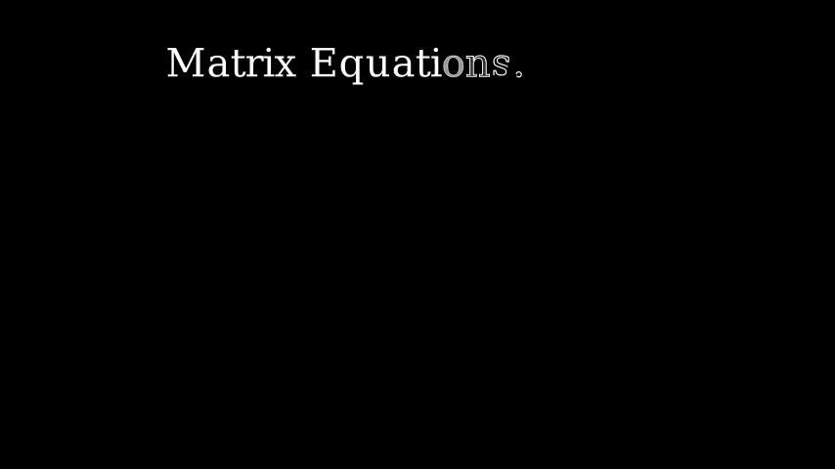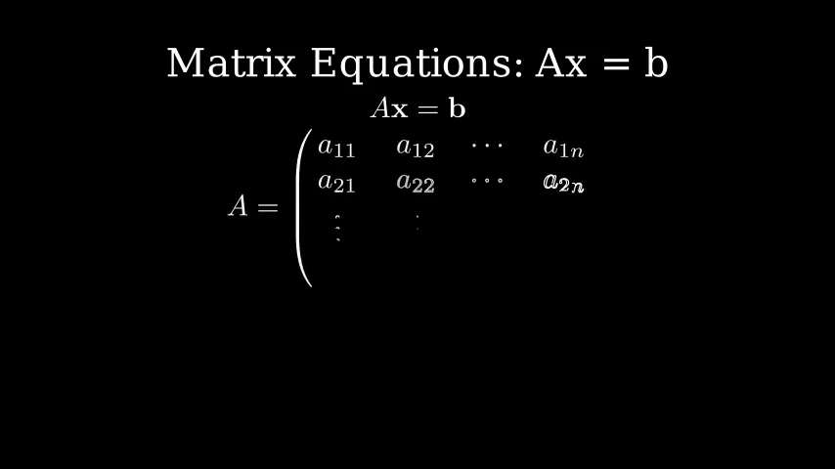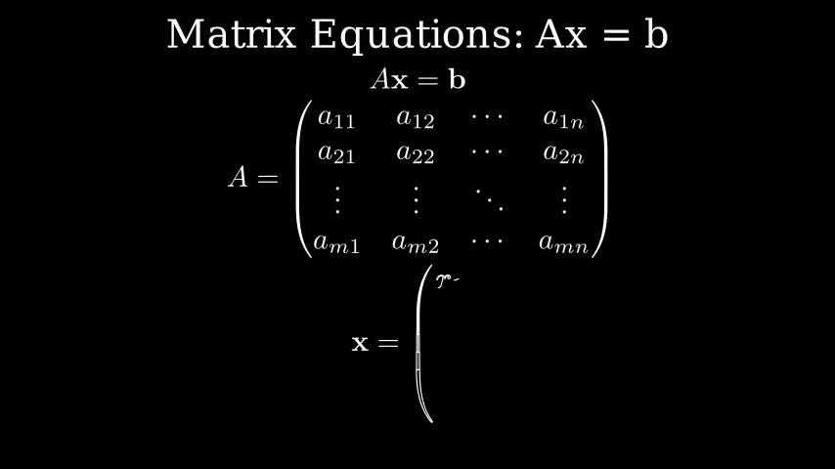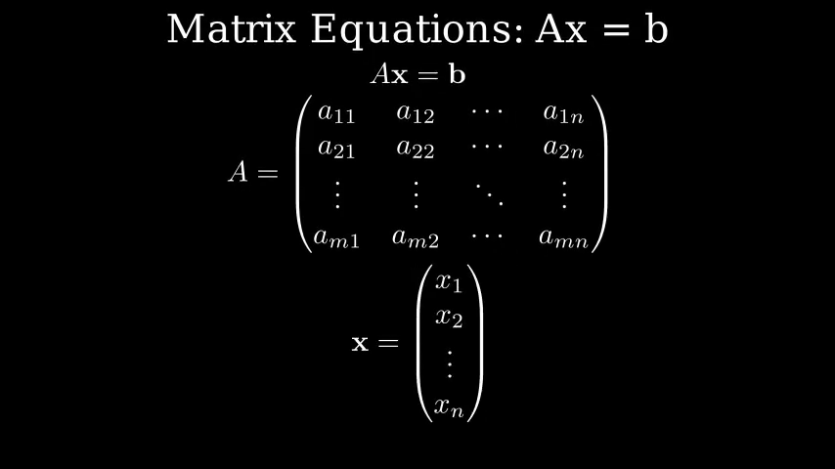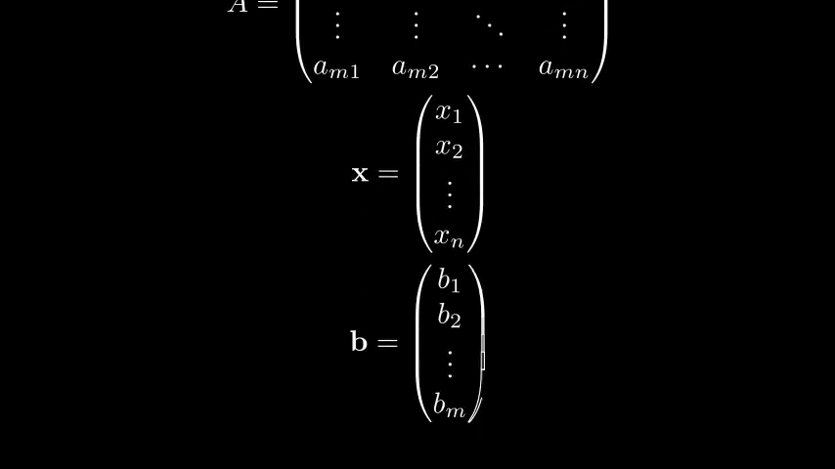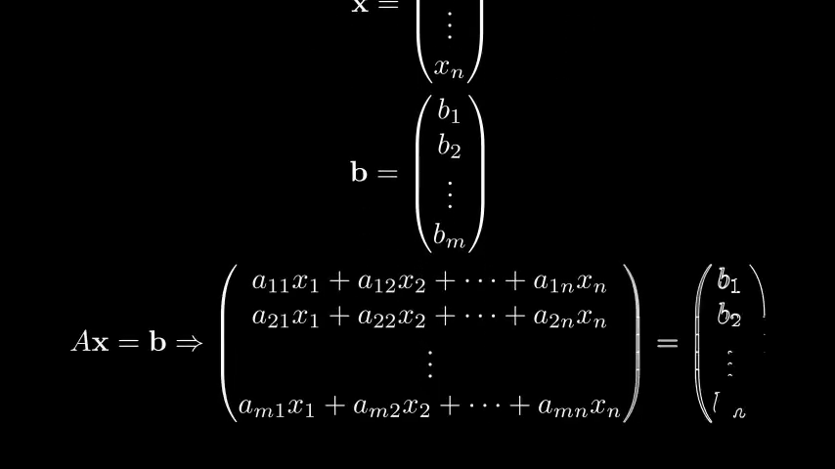Welcome to our lesson on solving matrix equations in the form AX equals B. In this video, we'll learn how to find general solutions to matrix equations and describe their solution sets. Let's start by understanding what this equation means and the general approach to solving it. A is an m by n matrix, X is an n-dimensional vector of unknowns, and B is an m-dimensional vector. Our goal is to find all values of X that satisfy this equation.